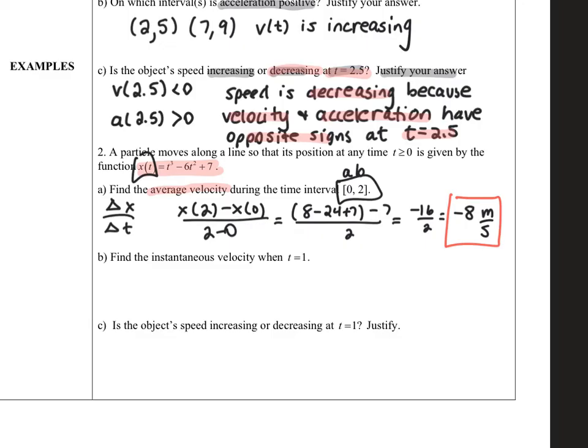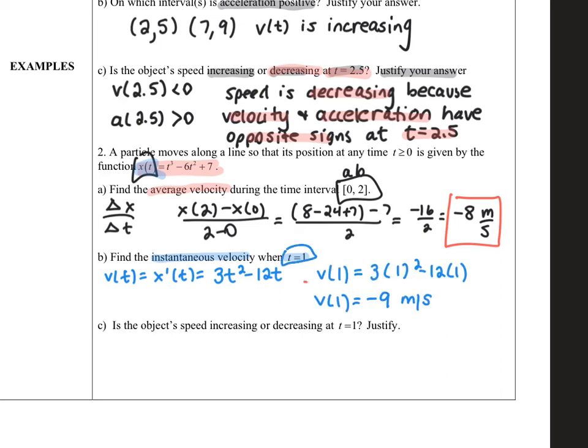The next question is an instantaneous velocity. When you see instantaneous velocity, that is velocity at a moment in time, and that's what the derivative does. So I'm going to take the derivative of our position. On a question like this, I'm going to want to show that derivative in terms of t, and then evaluate at my t value of 1. And I get my instantaneous velocity at t equals 1 is -9 meters per second.